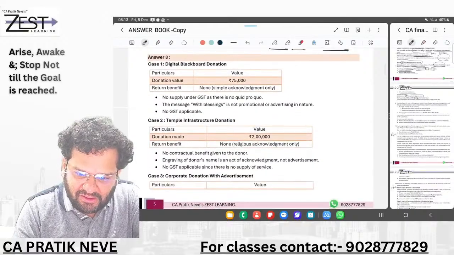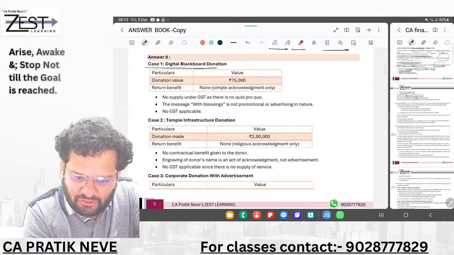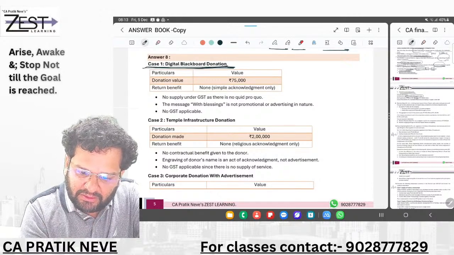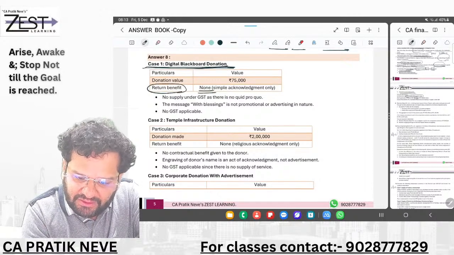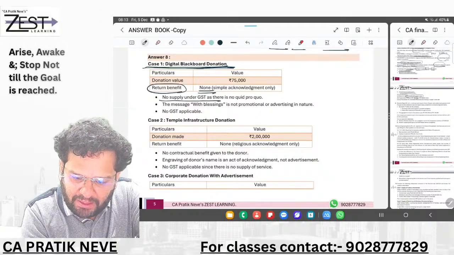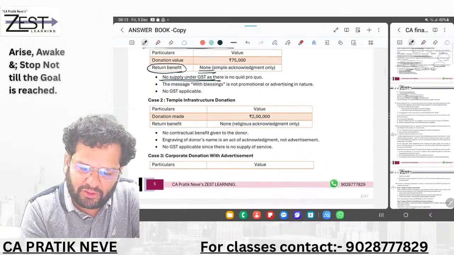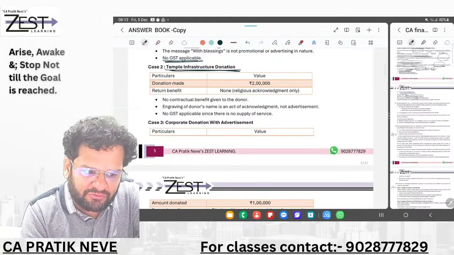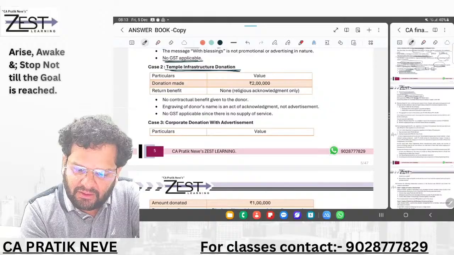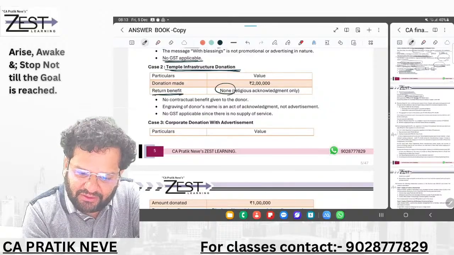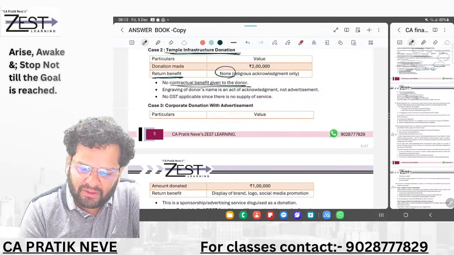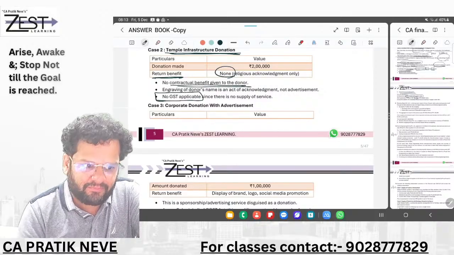So see, in the first case, where it was a digital blackboard donation, there is no benefit in return. So it is no supply under GST. No GST applicable. In case 2, temple infra donation, no benefit in return, no contractual benefit given to the donor. So no GST applicable.